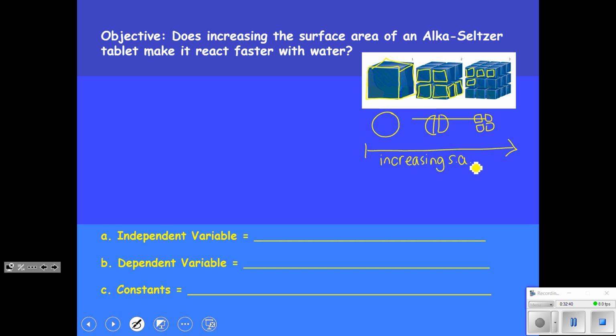So what I want you to do is evaluate really quick if you were doing this experiment. What is your independent variable? What is the dependent variable? And list at least 3 constants you should have. And that's it for your first lesson. Make sure you come in with notes. Make sure you come in with answers to this.